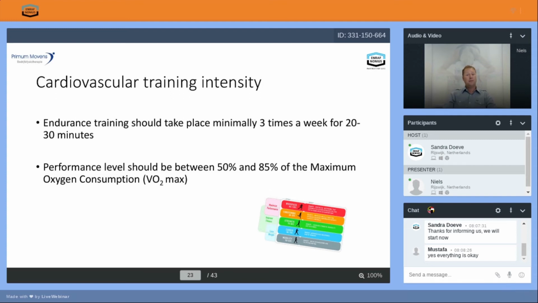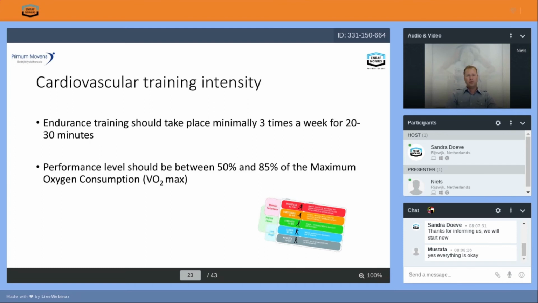But besides the exposure of 3 training sessions in a week, you should also be aware that the performance level should be at a certain range. And when you want to work on endurance capability, you want to work on levels between 50 and 85% of the maximum oxygen consumption, the VO2 max. Actually, it's 50 to 85% of the maximum performance of that patient.